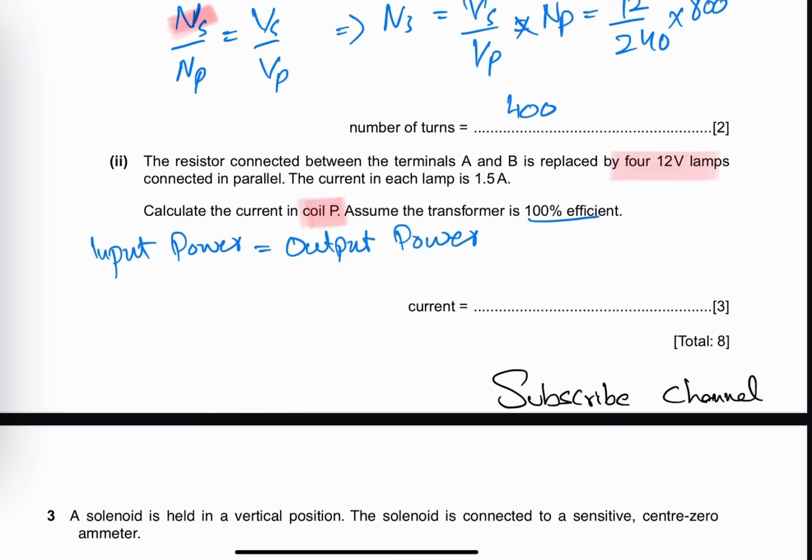Input power is IPVP and output power is ISVS. We have to find IP. So IP will be ISVS divided by VP. We have the values of both voltages, and we have the current in the secondary coil. So calculating it, we will get 0.3 ampere.